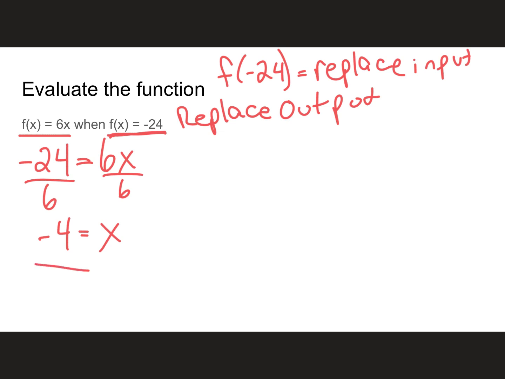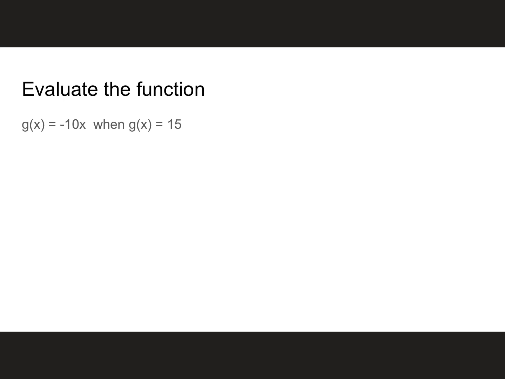So when we're evaluating for a given value of f of x, we should end up with a value for our input. Okay? So in this case, it is negative 4. Here's another one to try. In this case, we are evaluating g of x equals negative 10x when g of x equals 15.